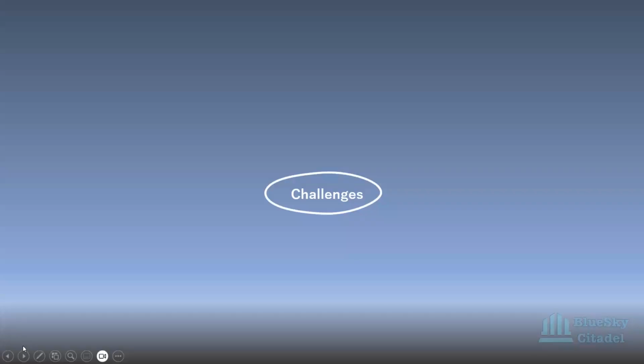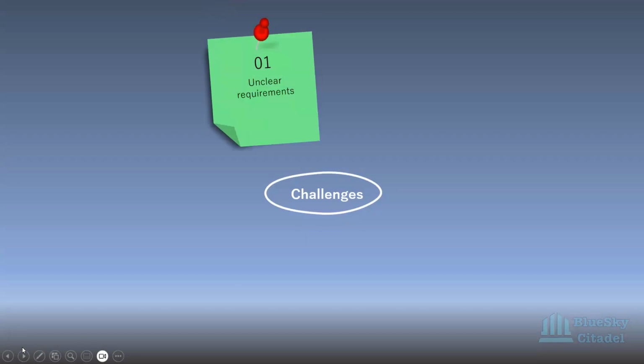So we want to look at the challenges. There are some challenges that have to do with estimation. The first challenge is an unclear requirement. In a situation where you have an unclear requirement, where you don't have, like I said, the acceptance criteria, or there are some vague aspects, or the acceptance criteria is not specific enough, that's one of the challenges that would affect your estimation, where you don't have that clarity, that shared understanding, or that deep knowledge concerning that user story. You will have challenges when you're running your estimation.